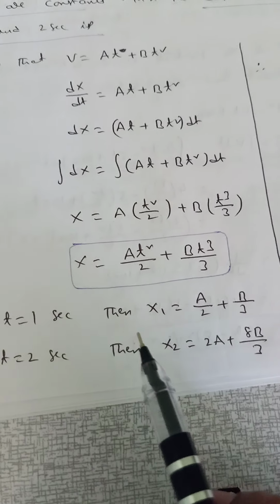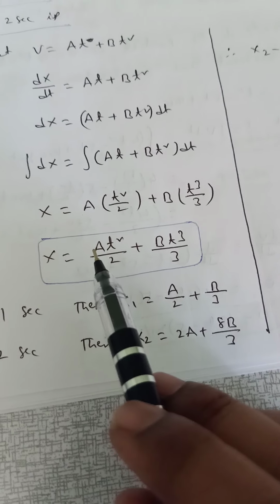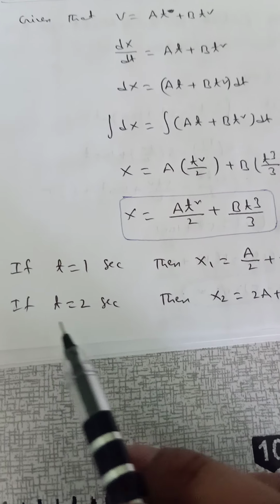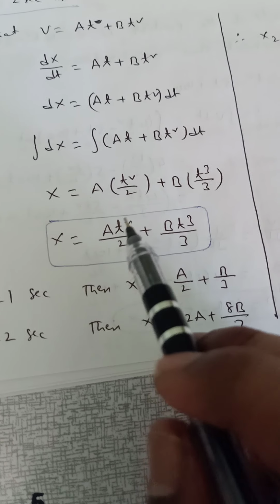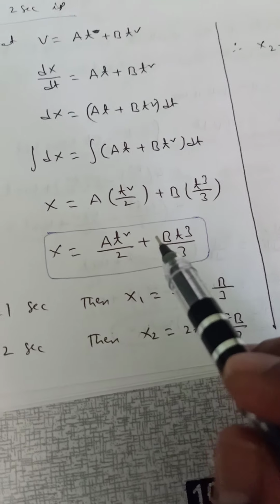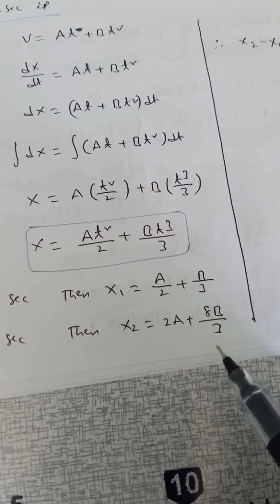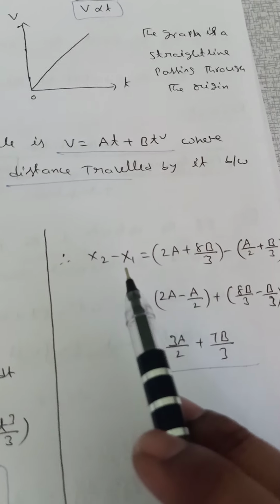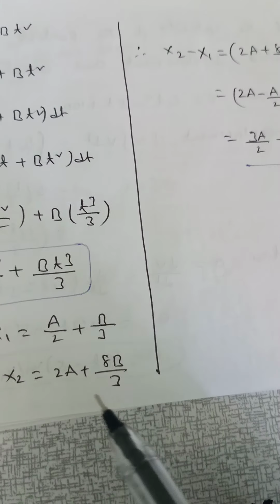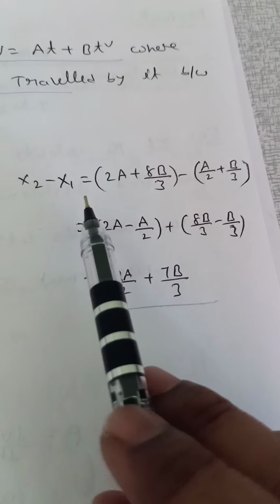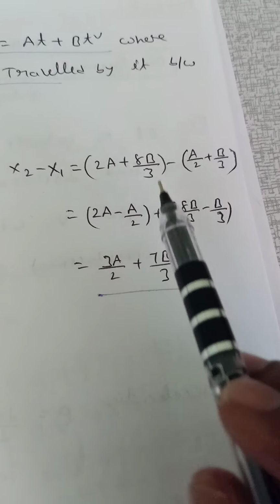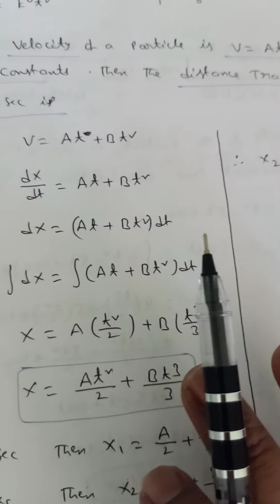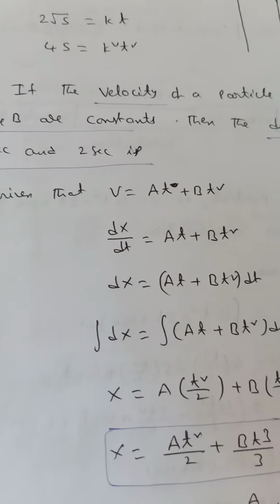If t is equal to 1 second, x1 is equal to a by 2 into 1 square plus b by 3 into 1 cube, that means a by 2 plus b by 3. If t is equal to 2 seconds, x2 is equal to a by 2 into 2 square, that means 2a, plus b by 3 into 2 cube, that is 8b by 3. The distance travelled is x2 minus x1, that is 2a plus 8b by 3 minus a by 2 plus b by 3. That means 2a minus a by 2, and 8b by 3 minus b by 3. Simplifying, 3a by 2 plus 7b by 3. This problem is based on an EAMCET problem.